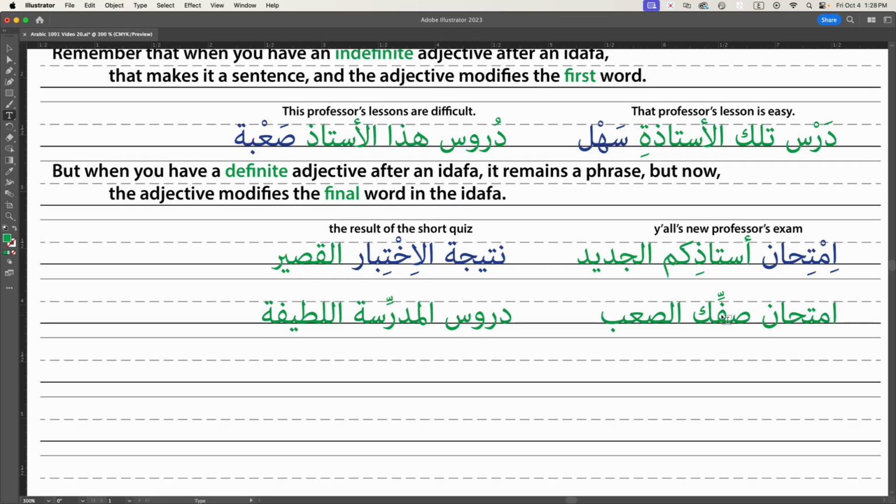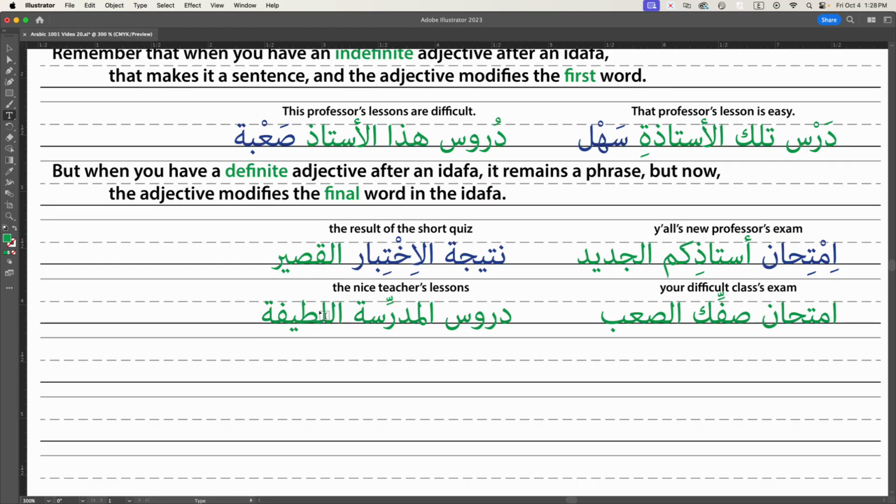It's the class that's difficult here, not the exam. So your difficult class's exam, or the exam of your difficult class, is what's being said here. Durus, lessons. Al-mudarrisa, a word we learned last time, teacher, only it's a woman this time.